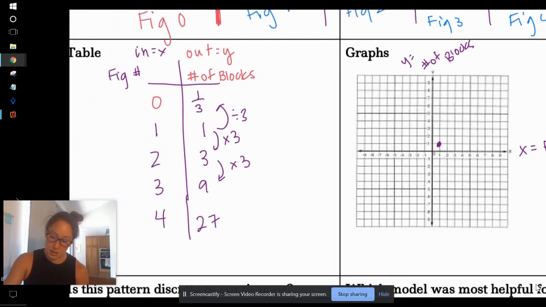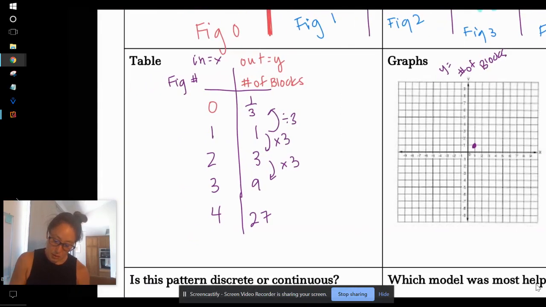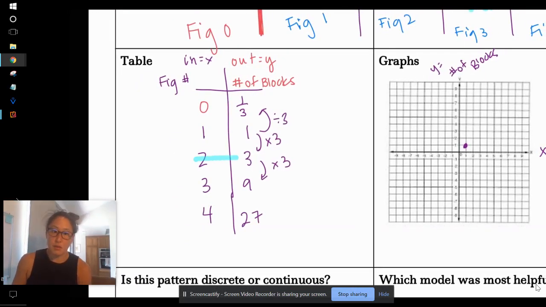Oh, this is hard. Sorry. Okay, at 2 here, there are 3 blocks. So I'm going to go over to 1, 2, figure number 2, and then up 1, 2, 3.